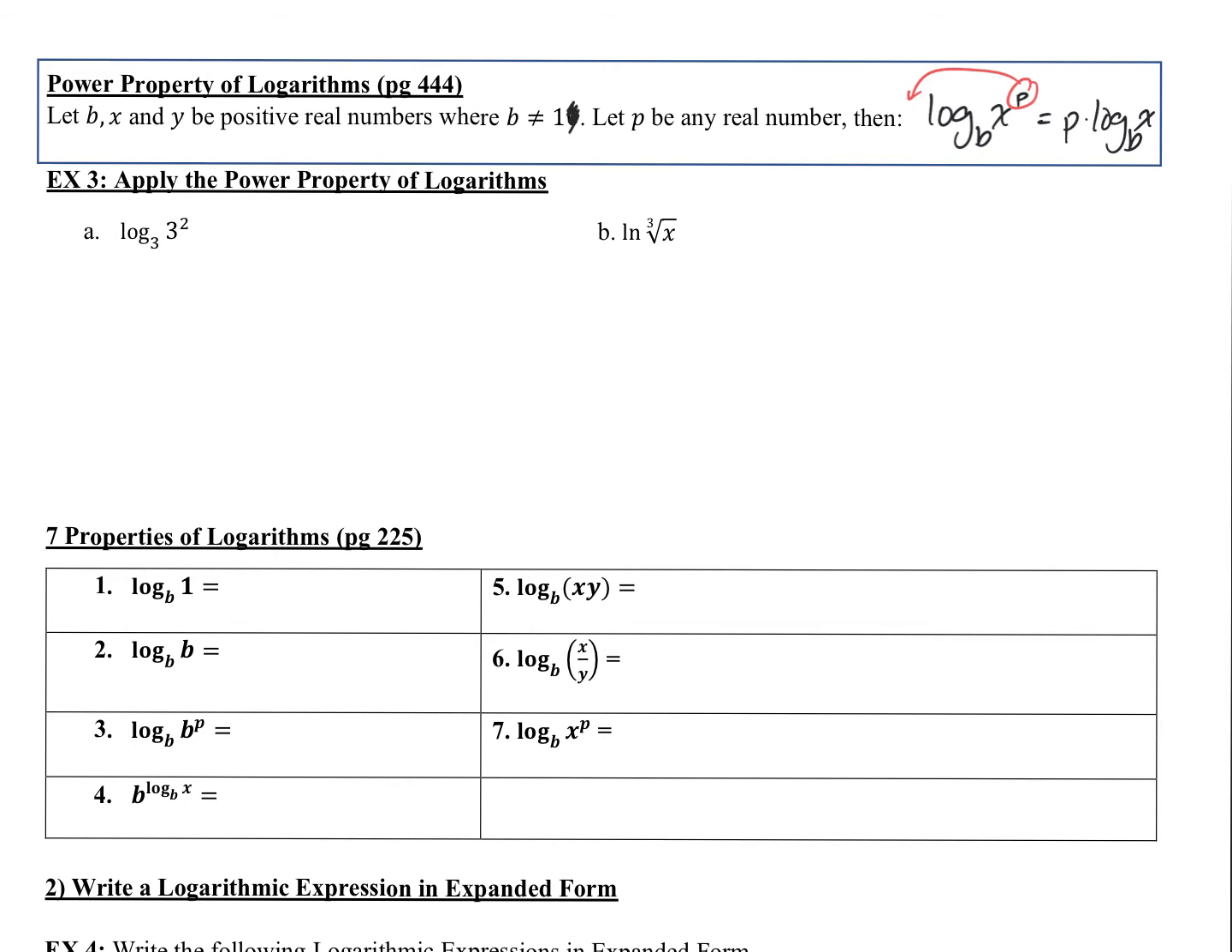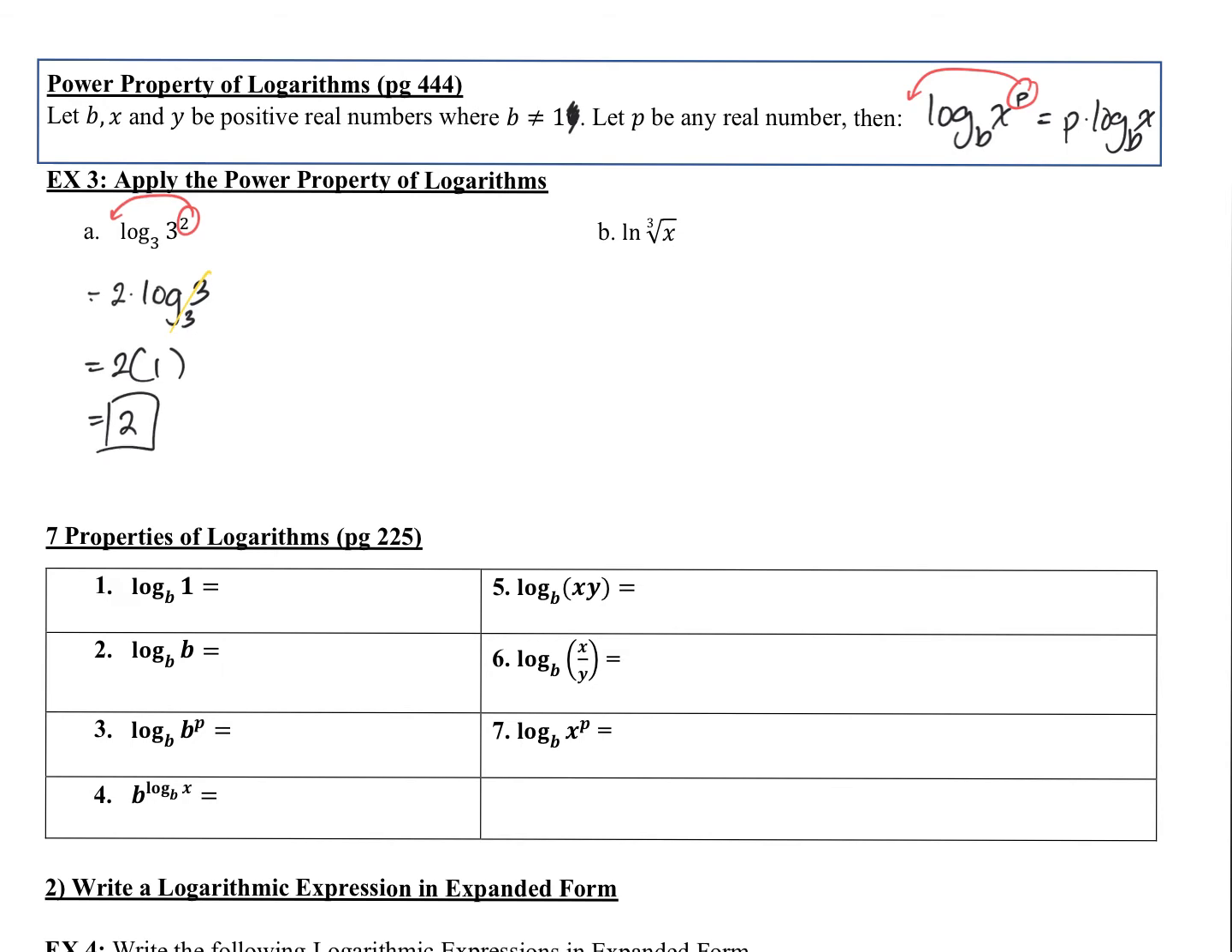This has to do with the fact that logarithms are tied to exponents. Let's go ahead and use that on this problem here. So the first one, we'll go ahead and bring out that 2 to the front. This will be 2 times log base 3 of 3. Ooh, and can we simplify? We can. Log base 3 of 3 simplifies into 1. So that'll be 2 times 1, which is just 2.